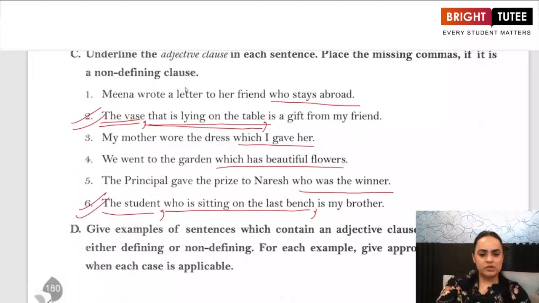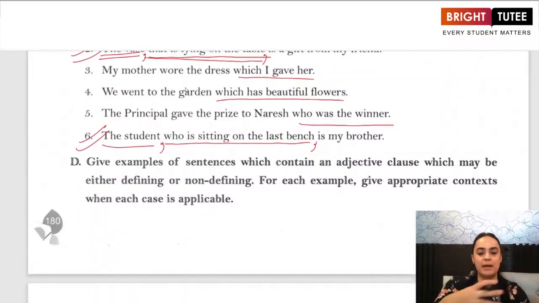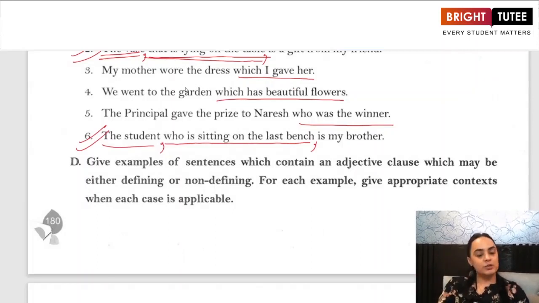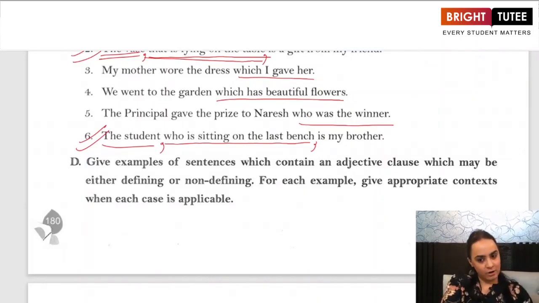Now, the next question, you are simply supposed to give examples, on your own, of sentences which have an adjective clause. It may be defining or it may be non-defining. So, this is something which is to be done by you yourself. So, with this, my dear students, we come to the end of the topic adjective clauses. I hope it is clear to you. So I shall see you all in my next lecture where we begin with the adverb clauses. All right. See you then.